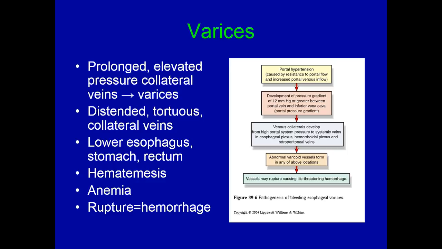So they're distended, they're dilated. Tortuous means they're kind of twisted, and they're collateral veins. They can rupture. So here, label this upper GI bleed, okay? Hematemesis is vomiting blood. Loss of blood can cause anemia. And we can have hemorrhage, which leads us back to our upper GI bleed pathophysiology. Really dangerous situation.